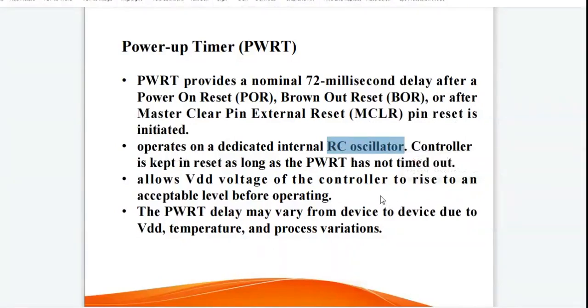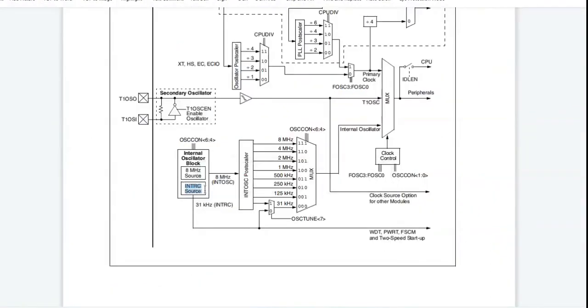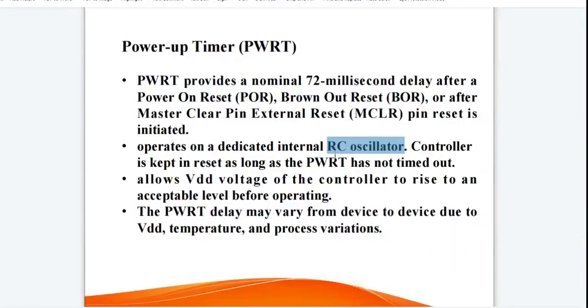Just now, in the clock diagram we have seen there are three oscillators: primary oscillator, secondary oscillator, and internal oscillator block. As you can see here in the diagram, internal RC oscillator produces a dedicated 31 kHz frequency. So power-up timer operates on a dedicated internal RC oscillator.